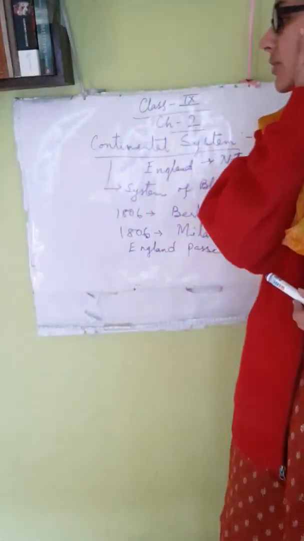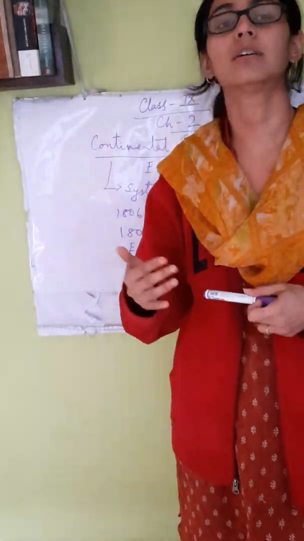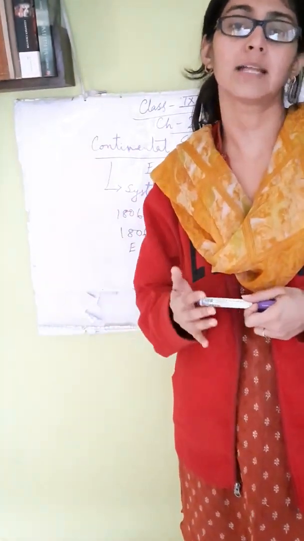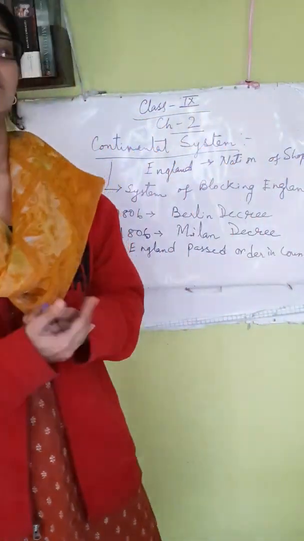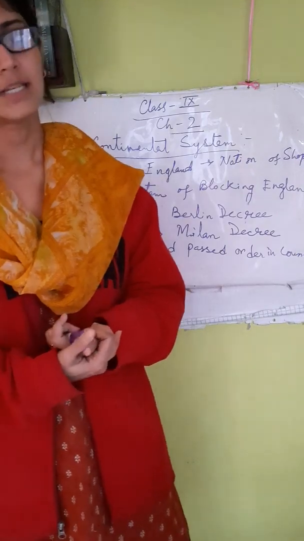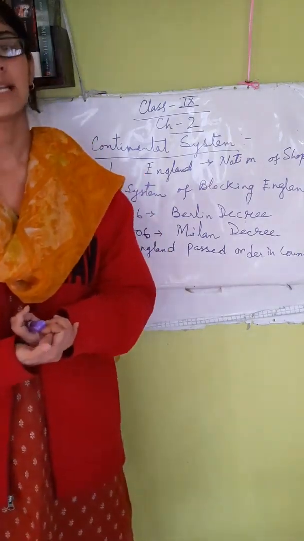So this Continental System is one of the first major things that started the decline of Napoleon. Because from this time, Napoleon's relation with the other European countries started declining, started tarnishing. Due to this, Napoleon got isolated and ultimately his decline set in.